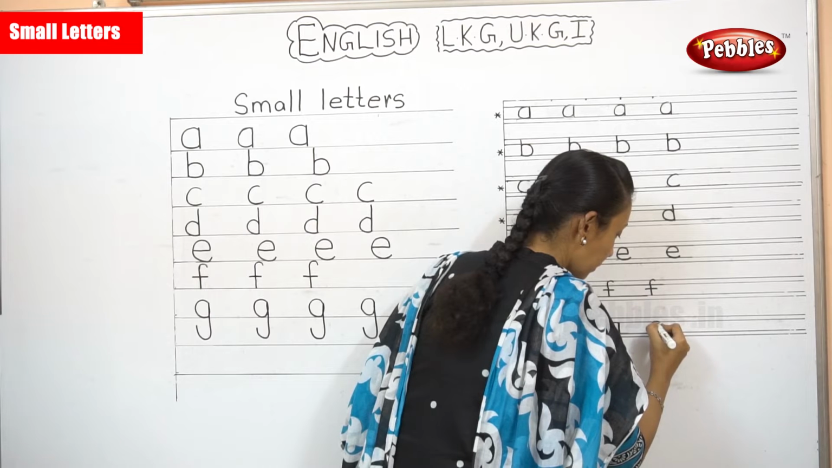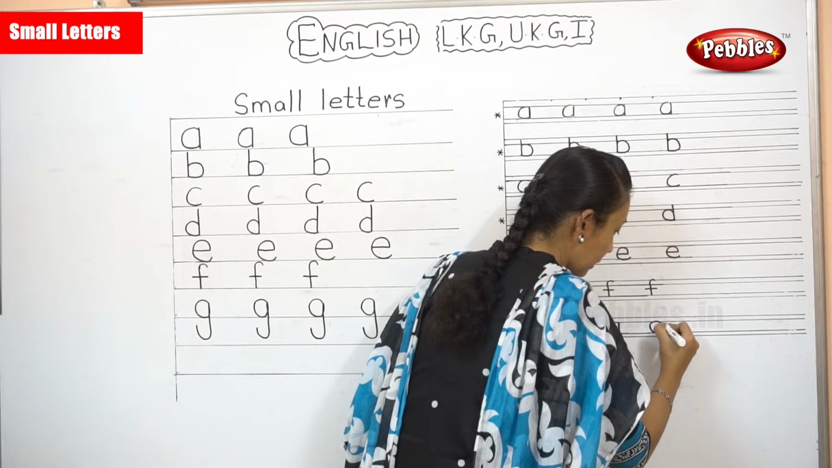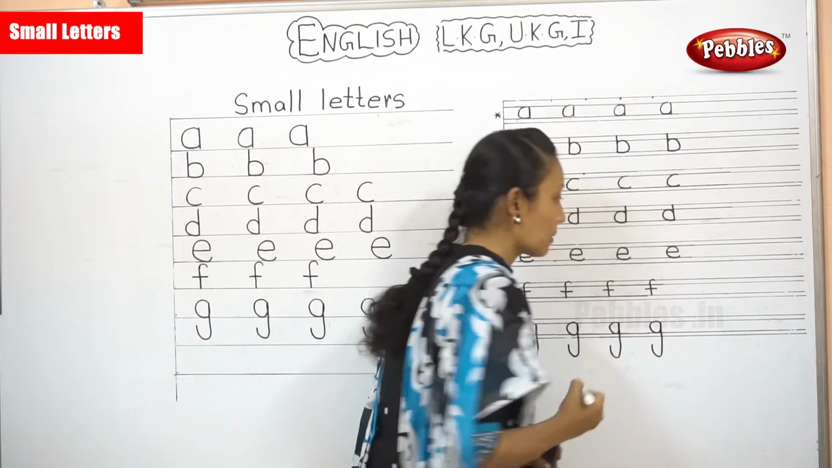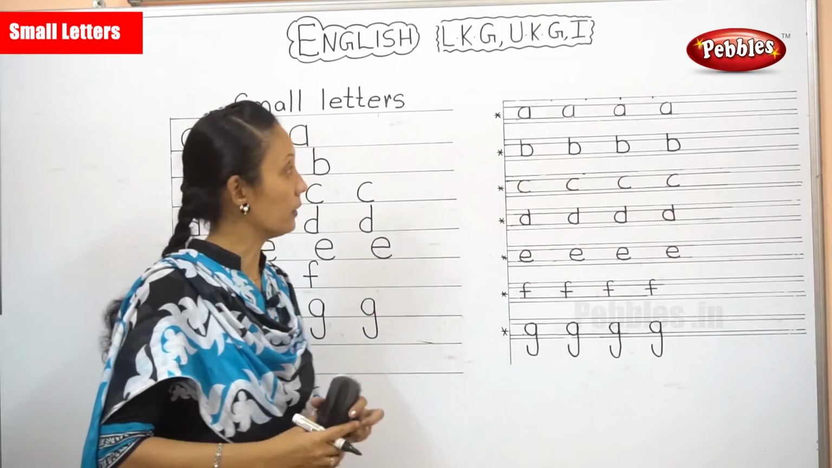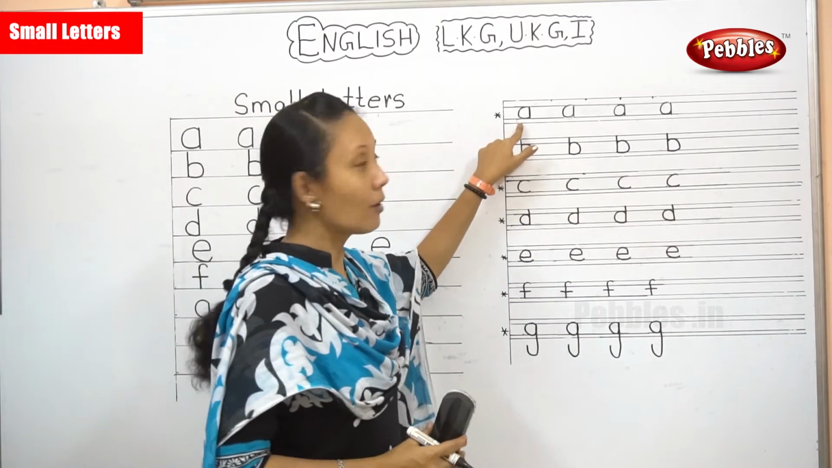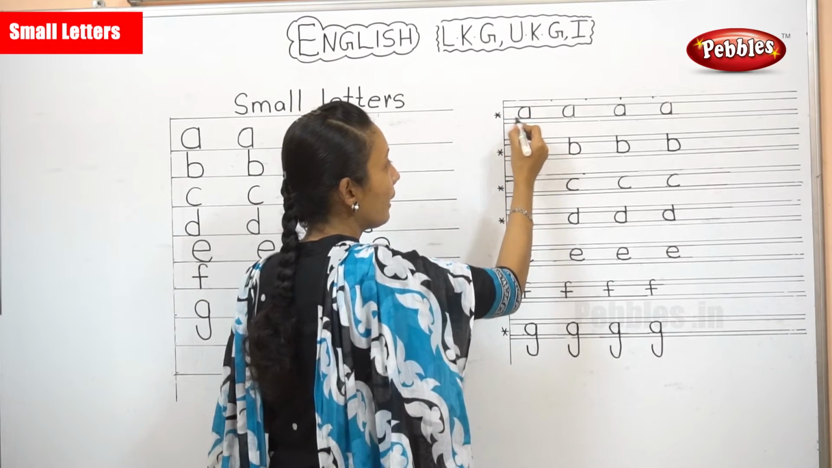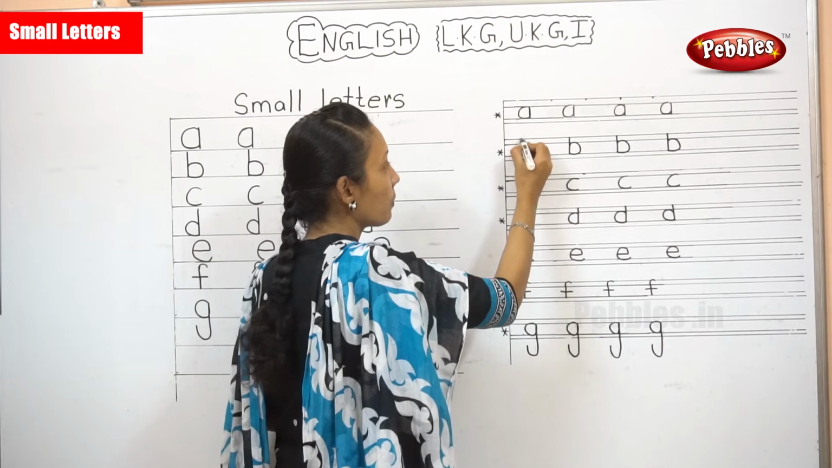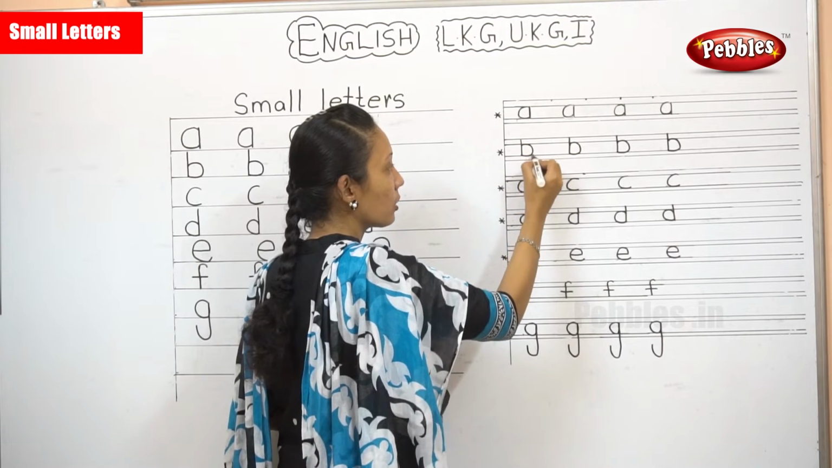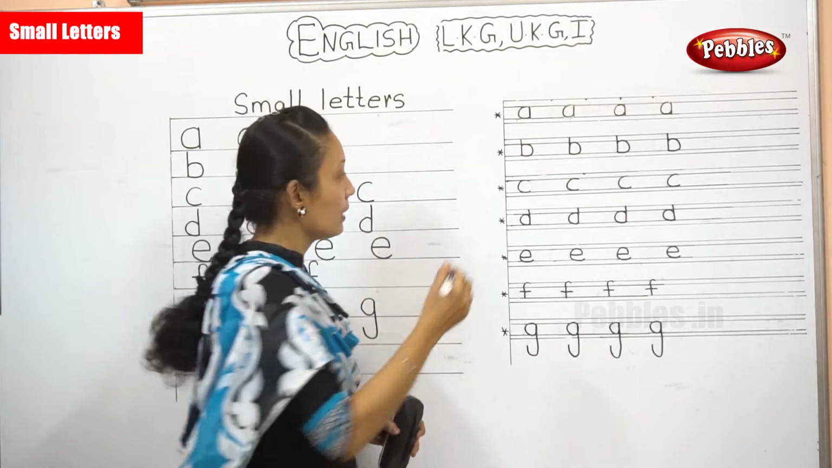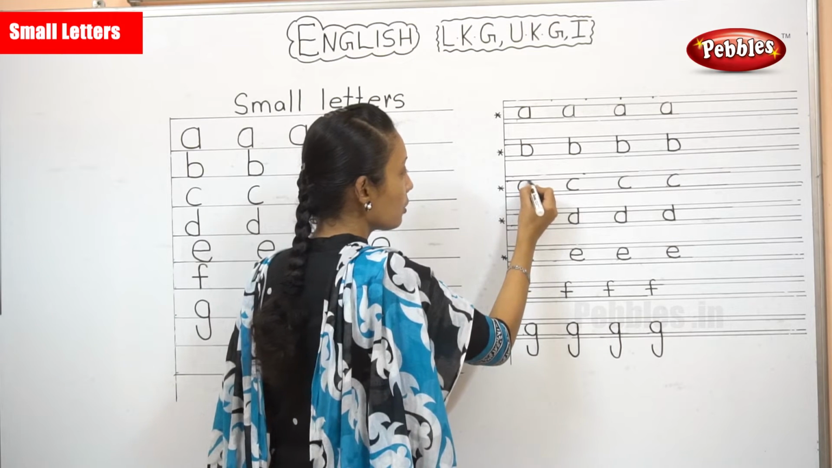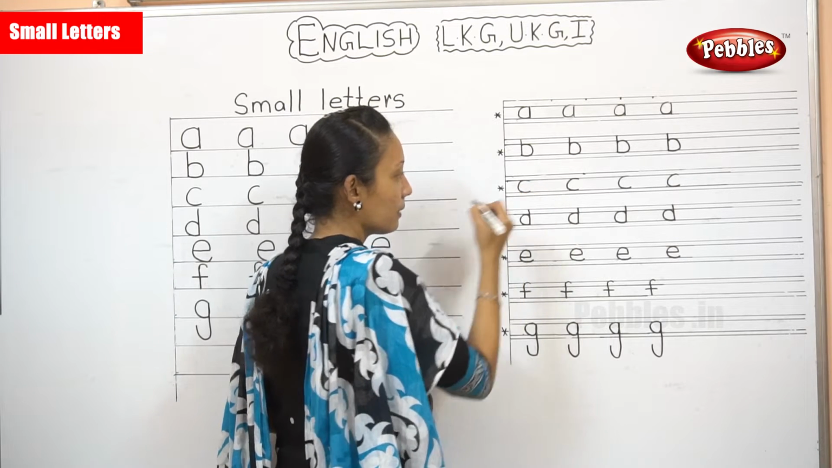Your curve, go up, come down, small letter g. Now your small a, into your 2 lines. Your small b, from the first line to the third line with your curve, small b. Small c, the curve into your second and third line.